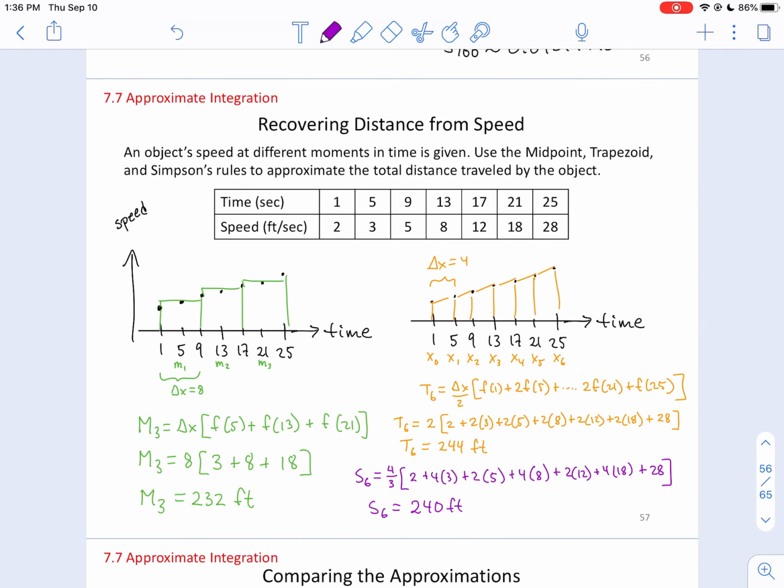Okay, so here we were able to approximate how far the object went using 3 different techniques, and given the data that we had, I guess it's fairly safe to say that the one maybe you should use with the most confidence is Simpson's rule. Simpson's rule will be the most accurate in general of all of these rules.